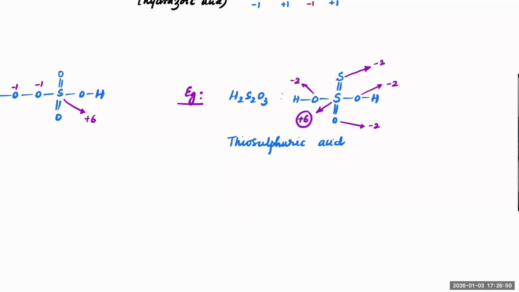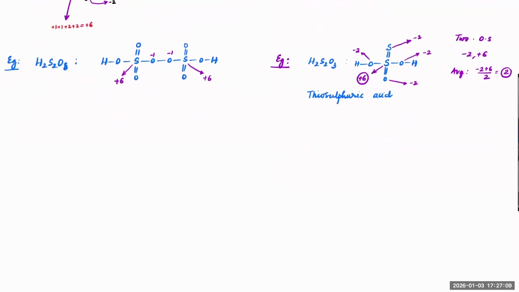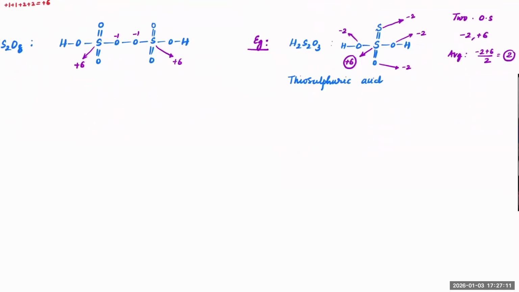Clear? So there are two oxidation states available. One is minus 2, the other one is plus 6. So average is how much, beta? Minus 2 plus 6 by 2. So it's 2. That's why when you calculate, you got it as 2. But that does not mean both sulfurs are plus 2. One of them is minus 2, the other one is plus 6.